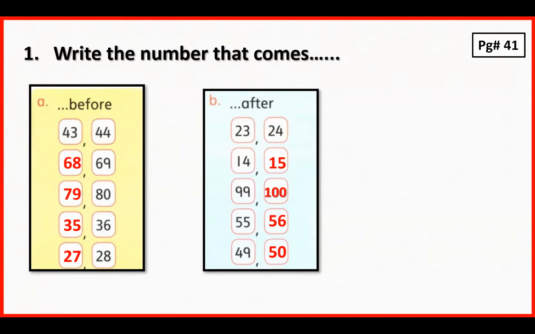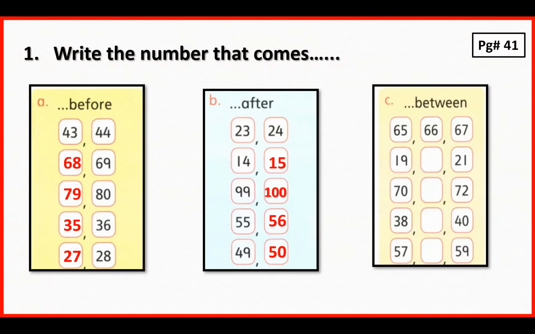Now I'm going to write the numbers that come in between the numbers. One has been done for you. In between 65 and 67, the number that comes is 66. The next is, what number comes in between 19 and 21? The number is 20. What number comes in between 70 and 72? The number is 71. And in between 38 and 40, what number comes? 39. And what number comes in between 57 and 59? Yes, 58.